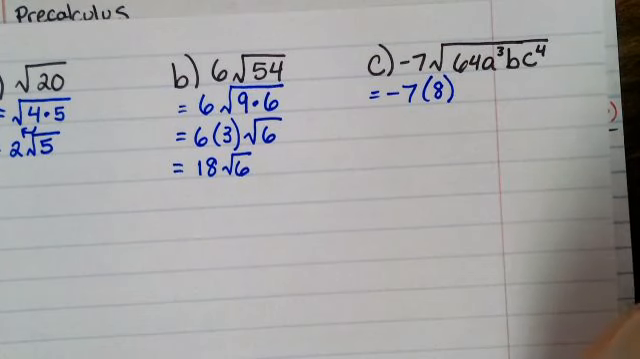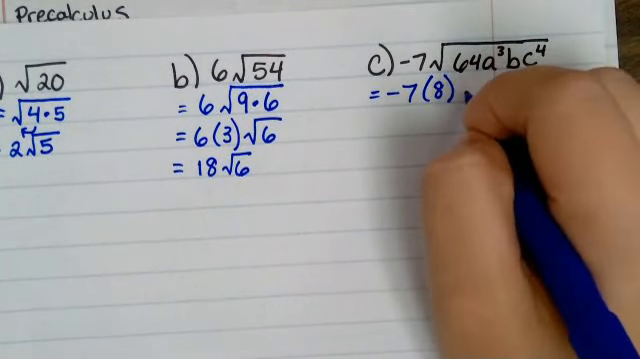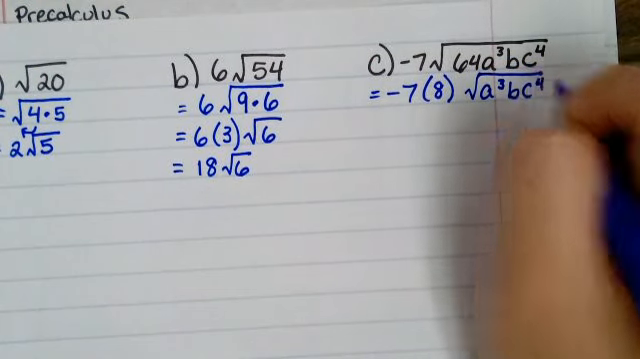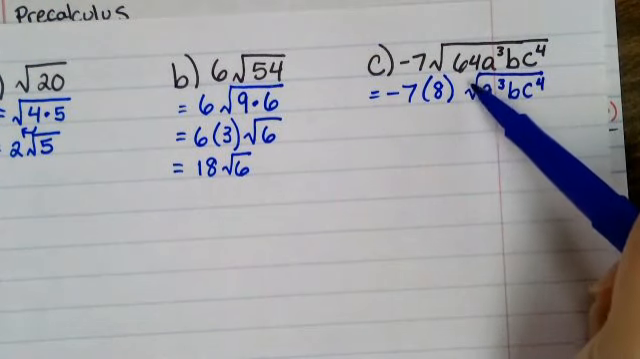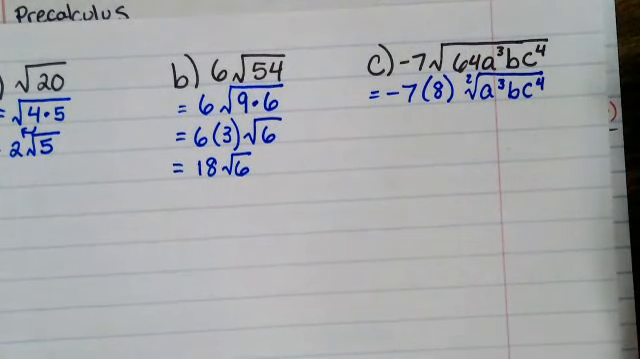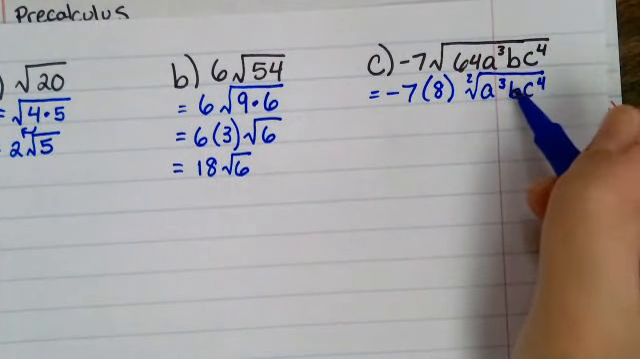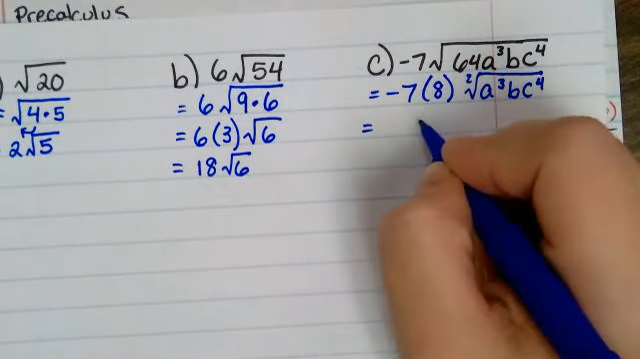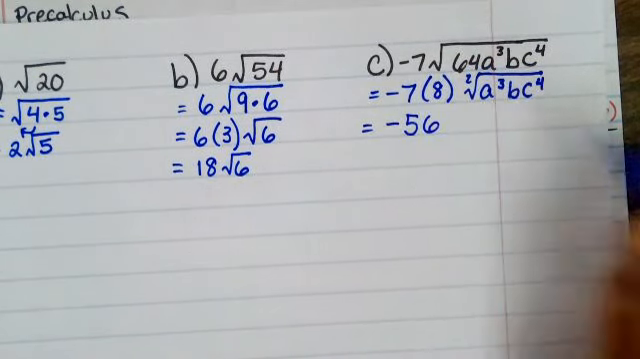Fantastic. But now we've got to figure out how to deal with these variables, okay? So here's the way that I do it. I take the index, which here, I know they don't have it written, but you could. The index there is a 2, whether they wrote it or not. And what I do is I take the exponents that are on the variables, and I divide that by the index. So look here. Okay, let's go ahead and multiply these. -7 times 8, right? That should be -56?